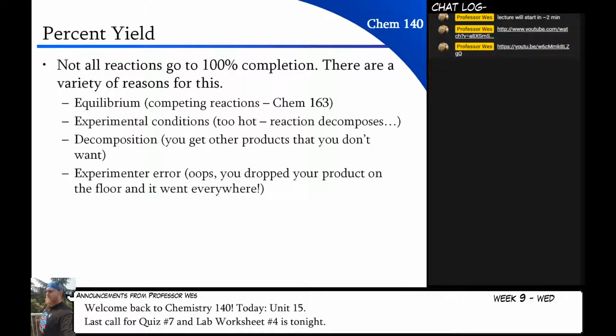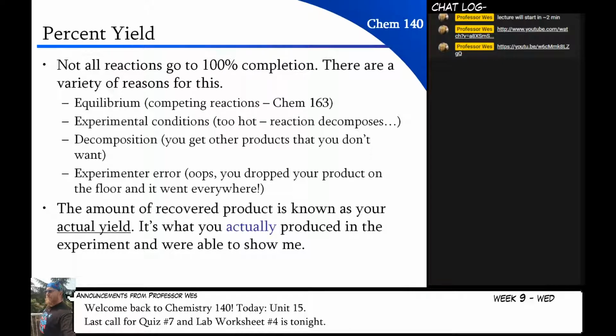Your yield is what you physically get into like the bin at the end and say, this is what I made. And not all of it's going to get there. Maybe when you were scraping it into the bin, some of it was left on the tool you used or the container it was held in. You're not going to be perfectly able to get everything out. So what you actually produce and give to me, the person evaluating your reaction, I guess, is called your actual yield. This is what you actually did.